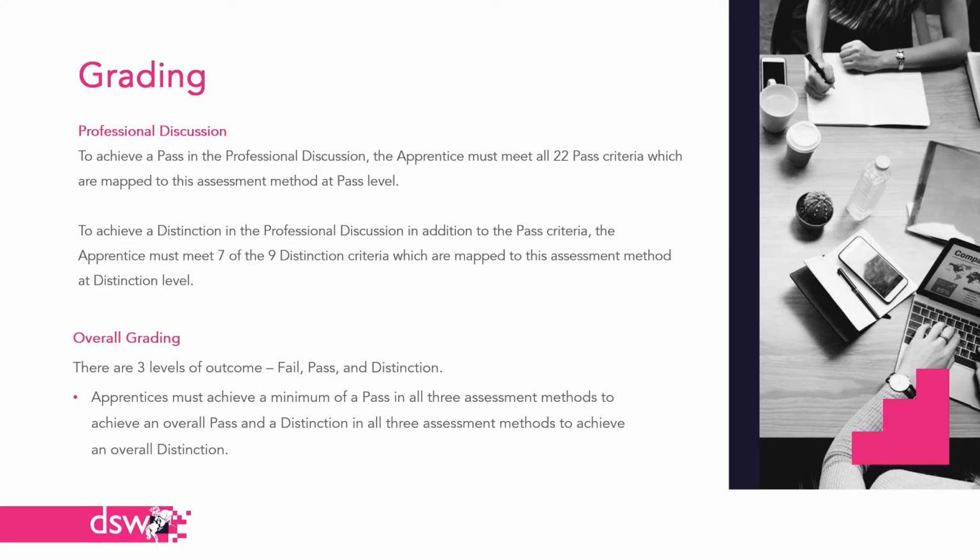Apprentices must achieve a minimum of a pass in all 3 assessment methods to achieve an overall pass, and a distinction in all 3 assessment methods to achieve an overall distinction.